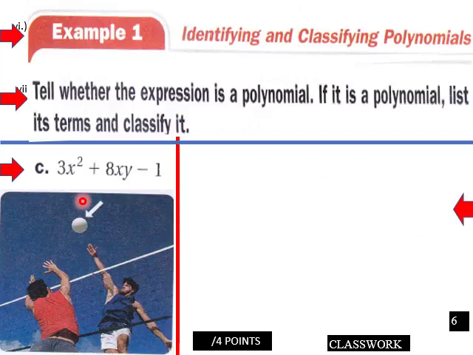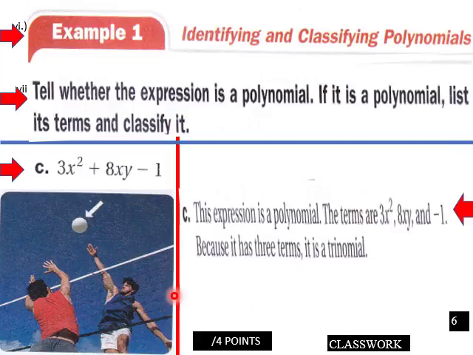And then C here, is that a polynomial? The expression is a polynomial. The terms are 3x squared, axy, and negative 1. Because it has 3 terms, it is a trinomial. That's the kind of polynomial it is. It's a trinomial.